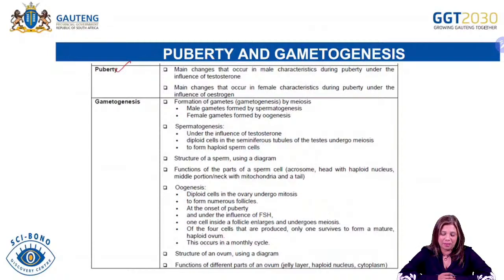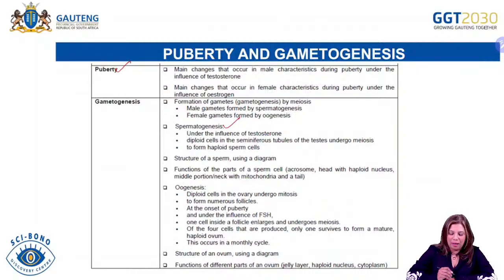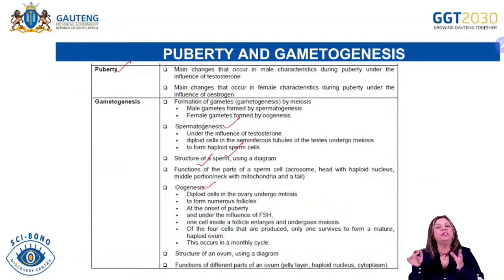Now in gametogenesis, there are different processes involved. There's spermatogenesis and there is oogenesis. Under spermatogenesis, we are going to study the structure of the sperm and the functions of each part. Under oogenesis, we're going to study the female aspect of the topic, and we are going to go over the structure of the ovum and the functions of the parts of the ovum. So let's get straight into it.